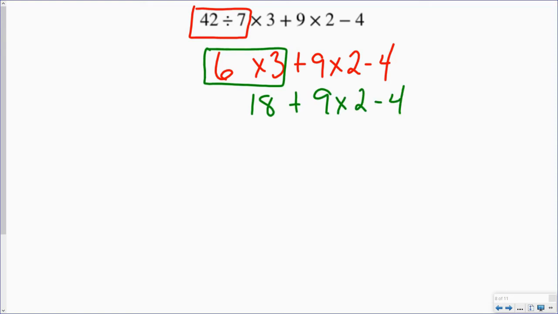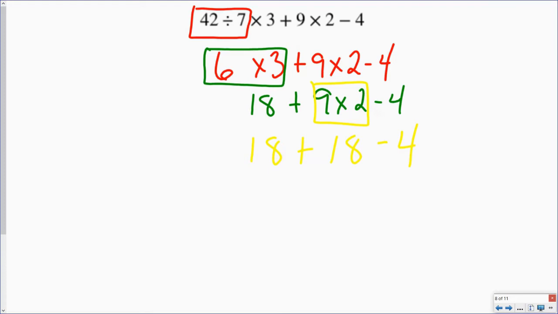Well, do I have any more multiplication or division in there? I do. And that's right here at 9 multiplied by 2. So now leave my 18 plus 9 multiplied by 2 is 18. And then subtract 4. Now looking at this, I'm done with my multiplication and division. So now I look at addition and subtraction. And again, I go from left to right.